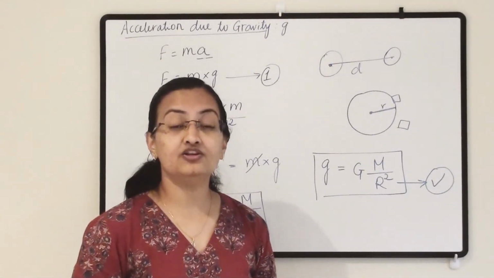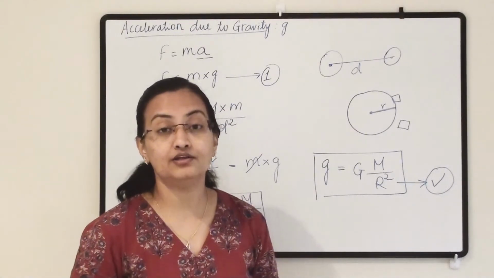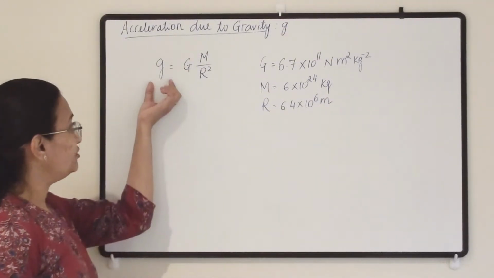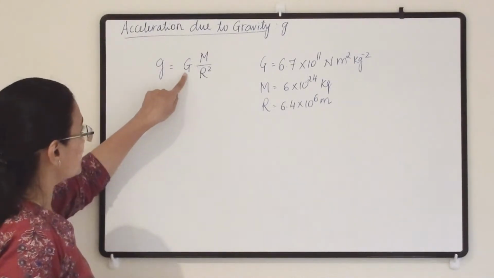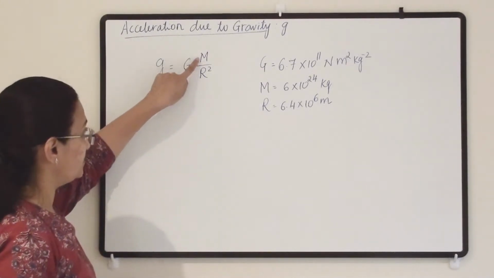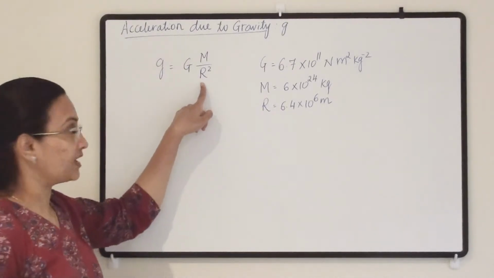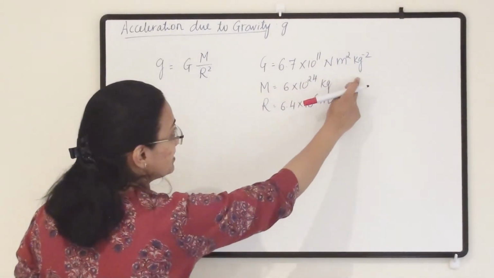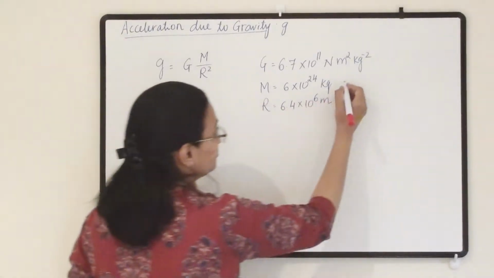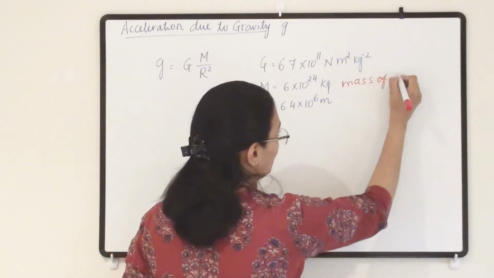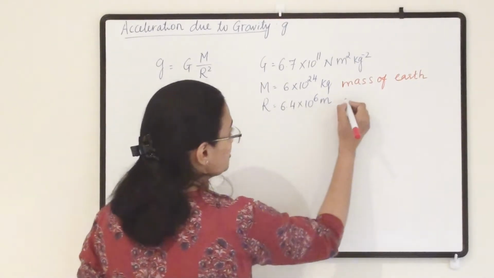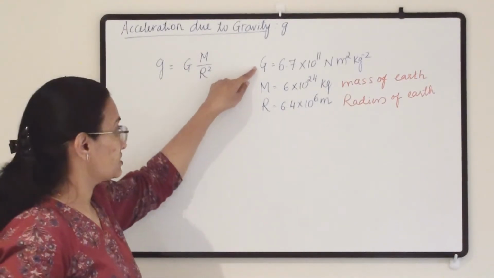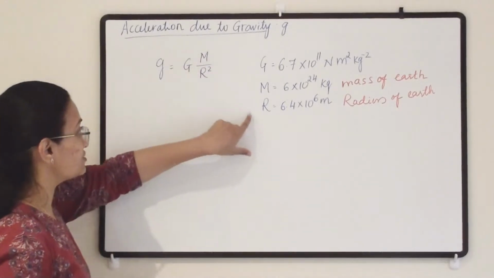Now let us calculate the value of g and find out the value of acceleration due to gravity of the earth. So our equation is capital G into mass of the earth divided by radius of the earth square. Here G, we know, is 6.7 into 10 raised to minus 11 Newton meter square per kg square. M is the mass of the earth, and this is the radius of the earth. G is the universal gravitational constant and its value is this. So now let us put all these values in this equation.